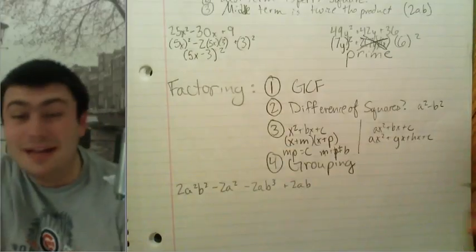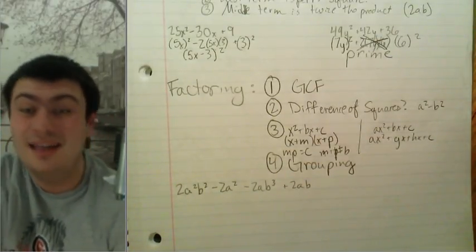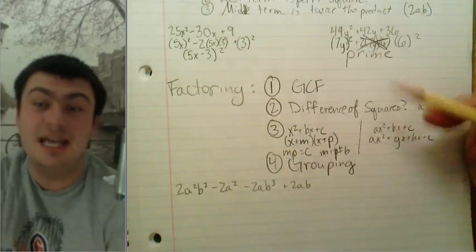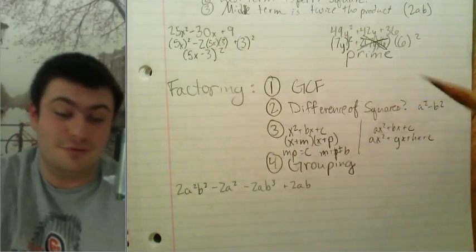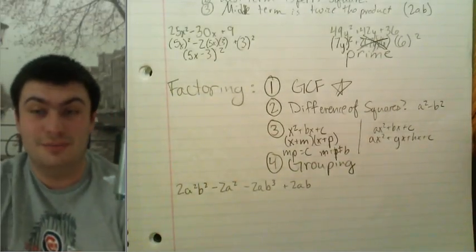And then we might have to jump around. After we group, we might have to do a difference of squares, and that's okay. In our grouping, we're going to be looking for GCFs, but here's our 4 main things. First, we always need to check for a greatest common factor, and then we go from there.